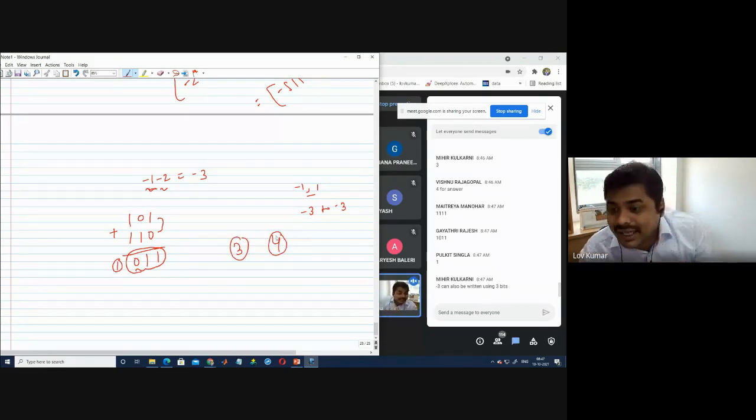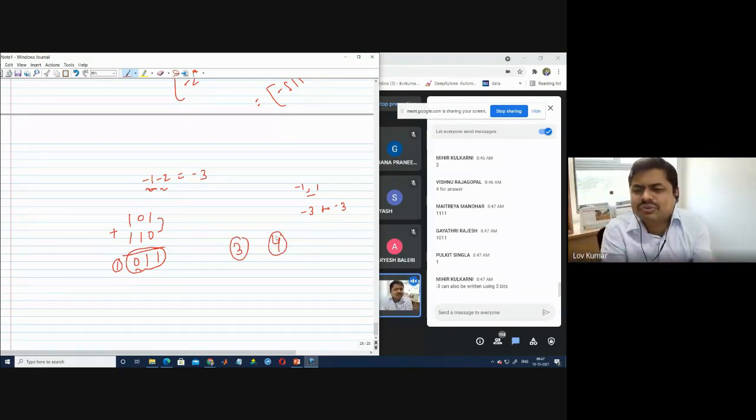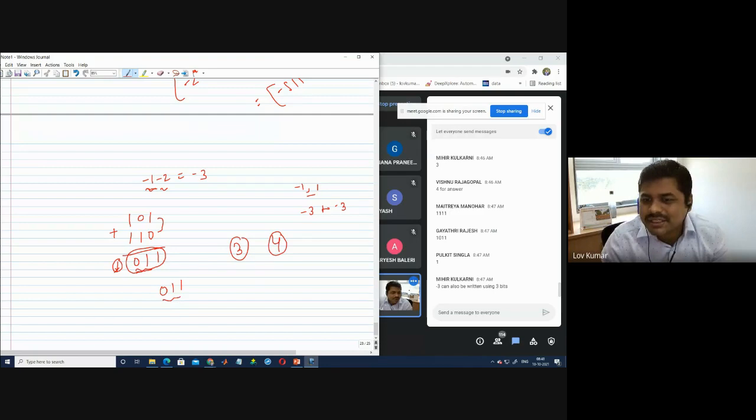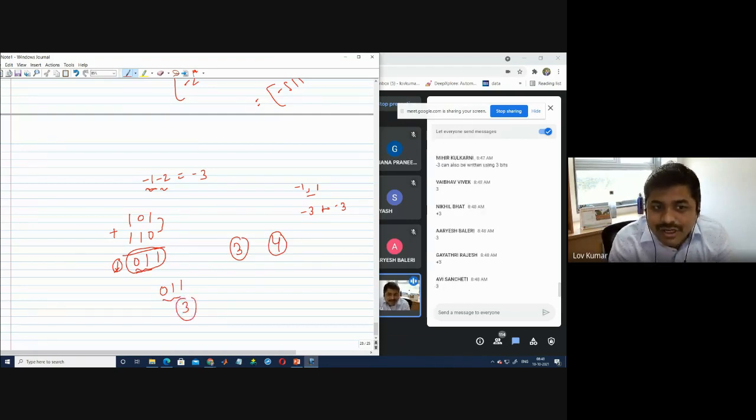Minus 3 can also be written using 4 bits, you can also write that, but here we are taking the minimum number of bits. Now because we cannot write the 4th bit, tell me what is the value of 0, 1, 1? Anyone? 3. Now you can see, according to real life, if you add minus 1 and minus 2, you will get minus 3, but you are getting the value equal to 3.